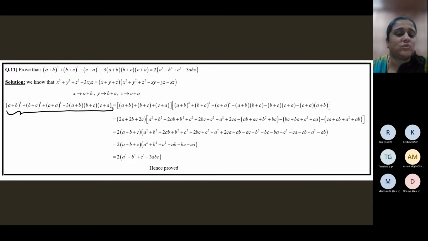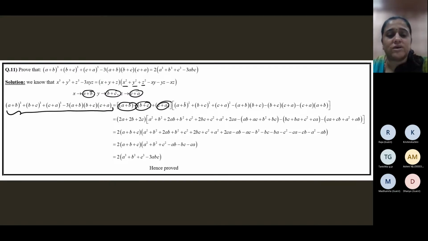So x cube plus y cube plus z cube minus 3xyz is equal to x plus y plus z into x square plus y square plus z square minus xy minus yz minus xz. In fact, this is x and this is z.